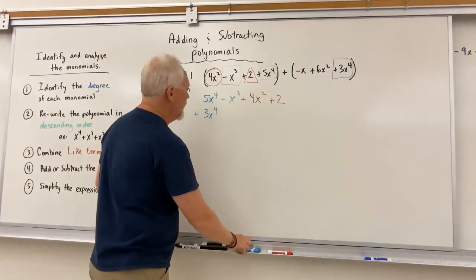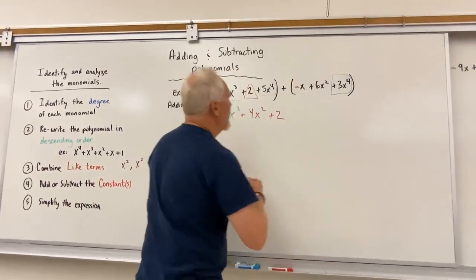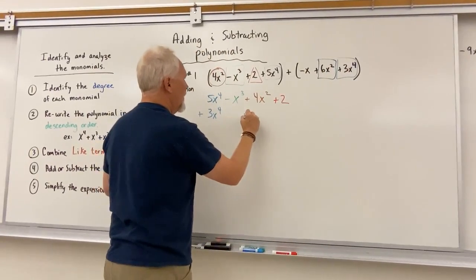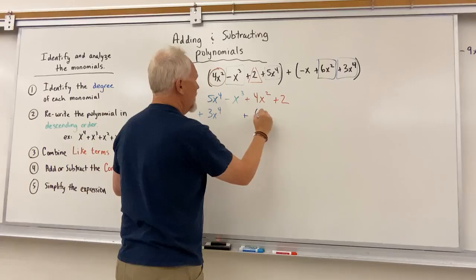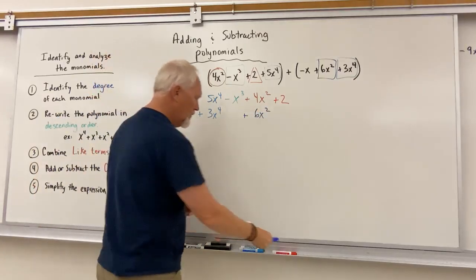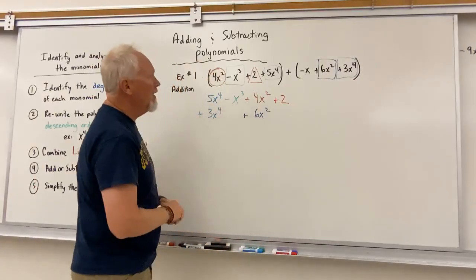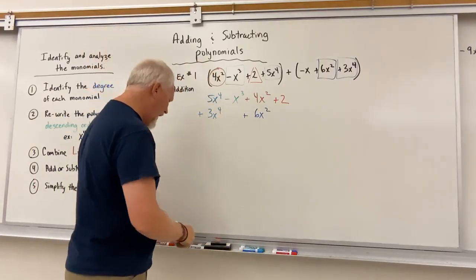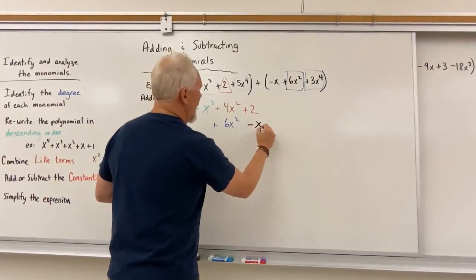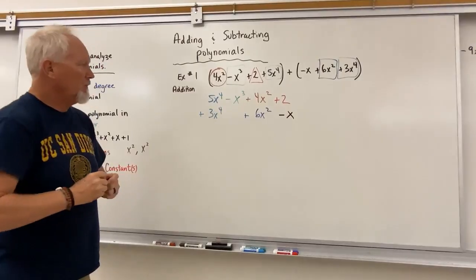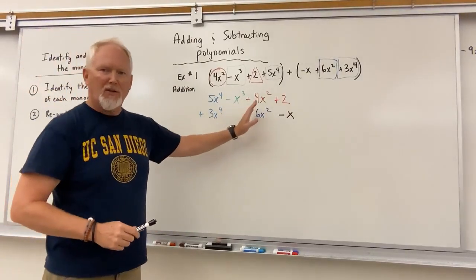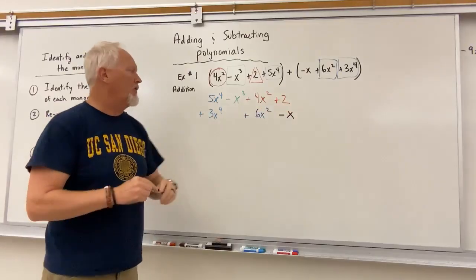Okay, I'll just make that one a different color. Plus 6x squared. Oh, there it is. 6x squared. Okay, so we do have a 6x squared. And then I have a minus x, okay, so minus x, and so I noticed that, okay, well, I'm missing an x cubed, and I'm missing a constant of 2.